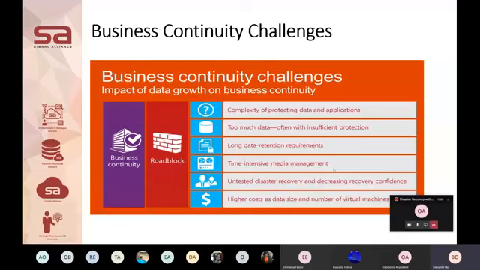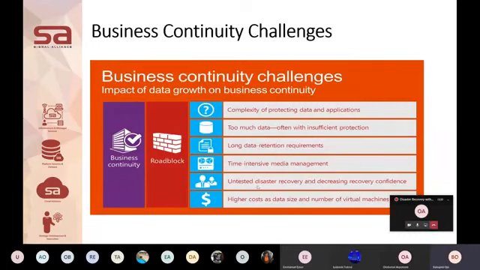Another challenge that businesses have with putting disaster recovery in place is time-intensive media management. Some of them know how critical time is for their application. If some banks' applications go down for 3-4 minutes, they know how much money they are losing within that time. So you need to put in place a proper disaster recovery mechanism.